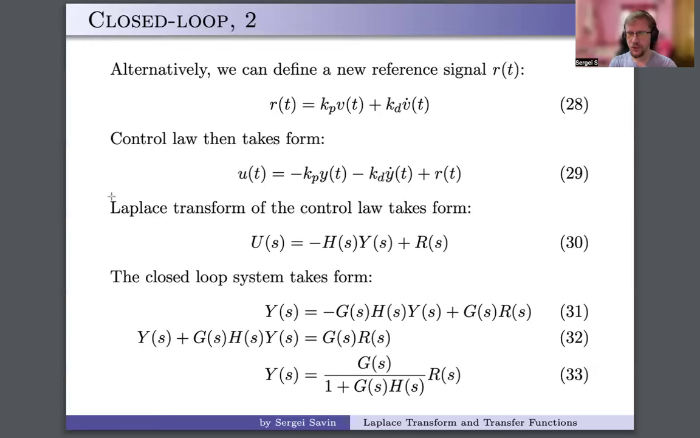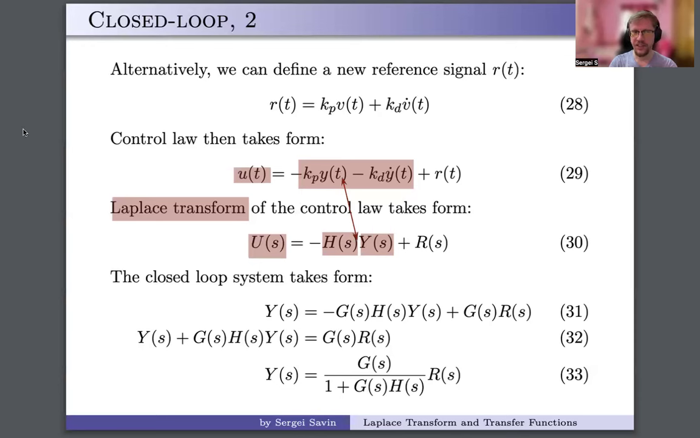But now let's do a Laplace transform over 29. So let's transform this. We have U of S, KP Y of S, KD S Y of S. This is essentially the same as H of S times Y of S, right? This part is transformed into this.